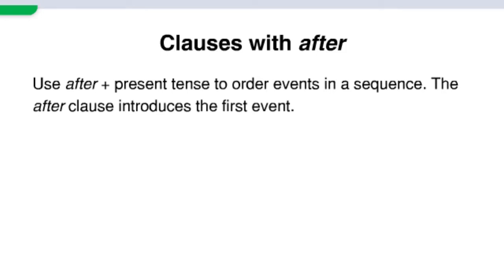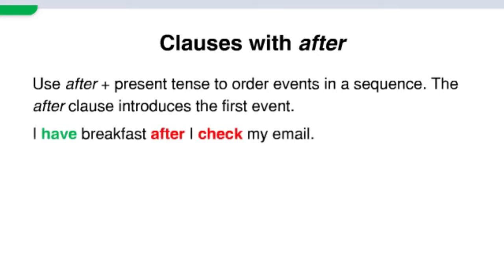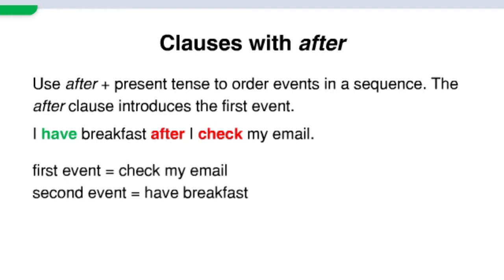Clauses with after. Use after plus the present tense to order events in a sequence. The after clause introduces the first event. I have breakfast after I check my email. The first event is check my email. The second event is have breakfast.